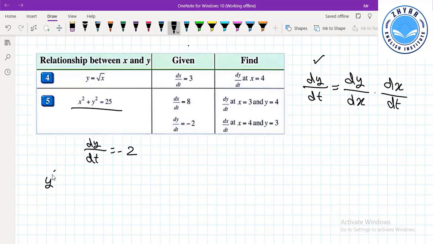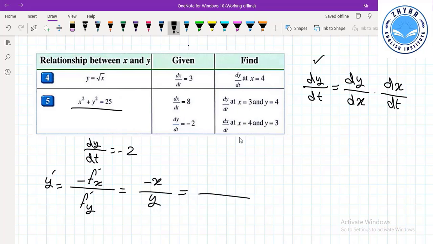dy/dx is y prime. That's equal to negative derivative according to x over derivative according to y. We just did, that's negative x over y. Replacing the values of x and y, that is -4 over 3. Okay, now dy/dt, we know dy/dt is -2 equal to dy/dx, which is y prime, we found it, it's -4 over 3.